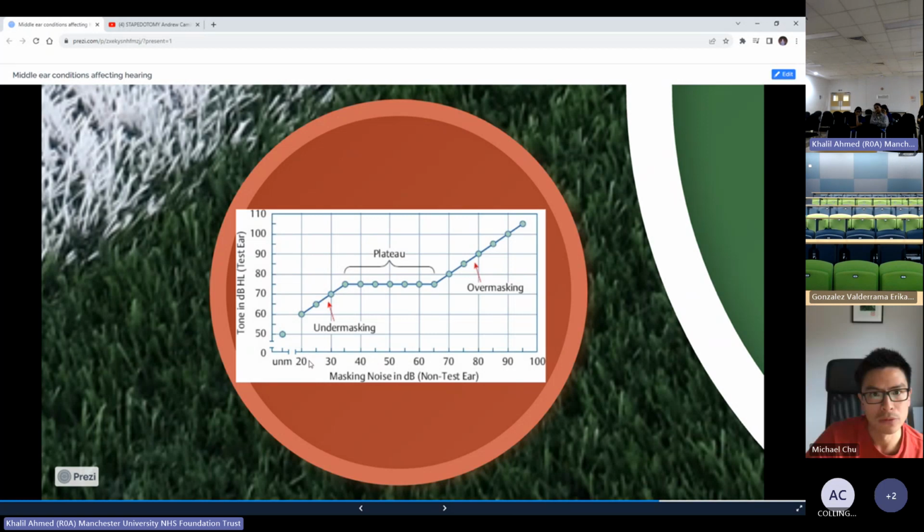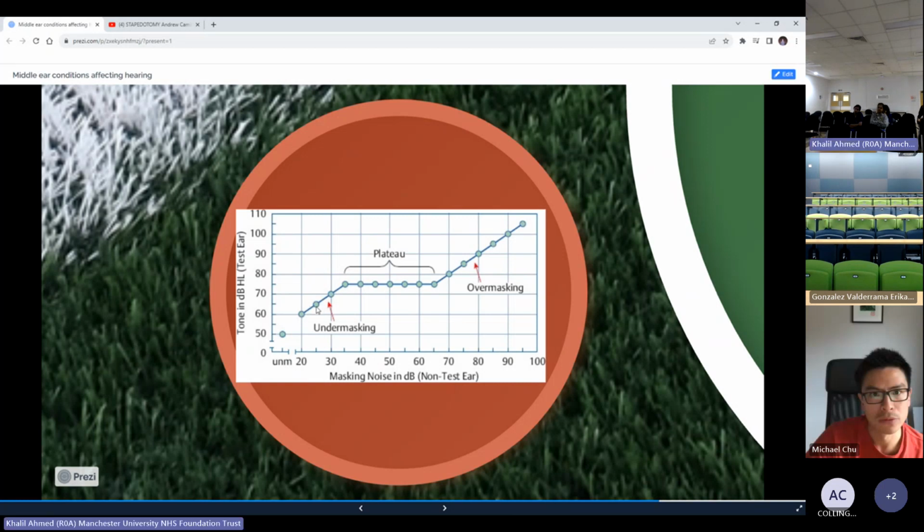You've got to put a sound into the non-test ear, as Toby said, and then retest the threshold on your test ear. So you play white noise into the non-test ear at 20 dB, and you get a threshold on the other side of 60 dB. That's still a 40 dB difference. So perhaps it's just crosshead sound again.